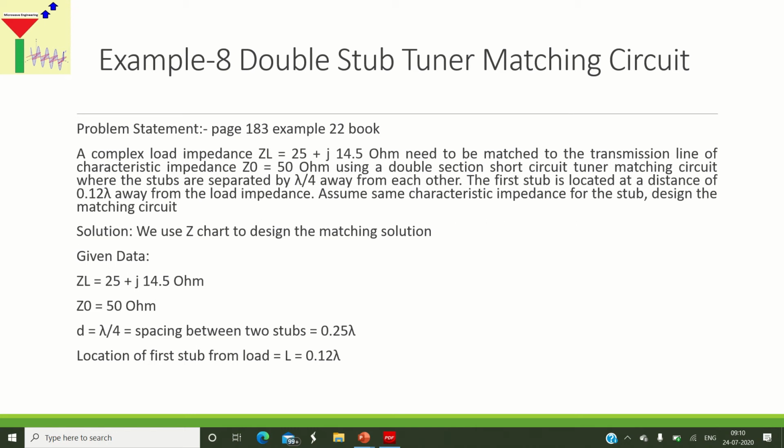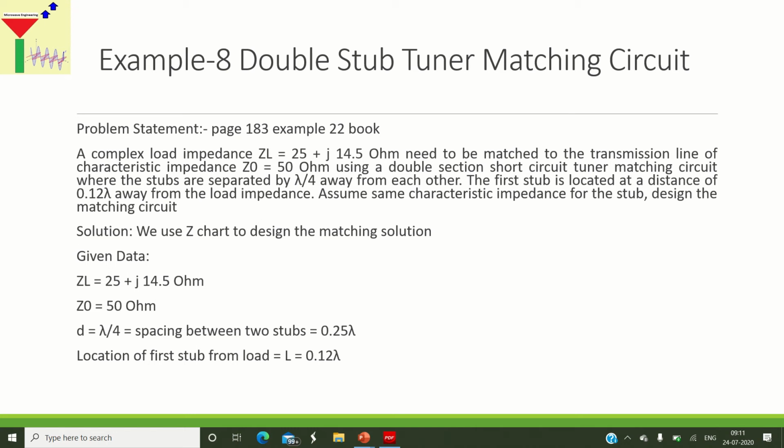Now this time, the location of the first stub we are going to place at some distance away from the load, and the same design procedure we will utilize as we did in solving the previous example. So without wasting time, let us directly go to the problem statement.